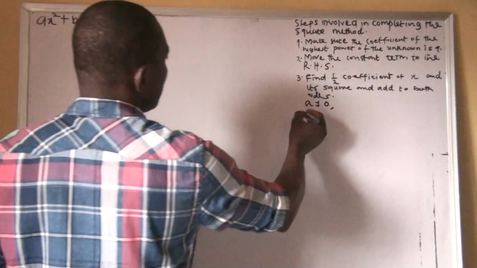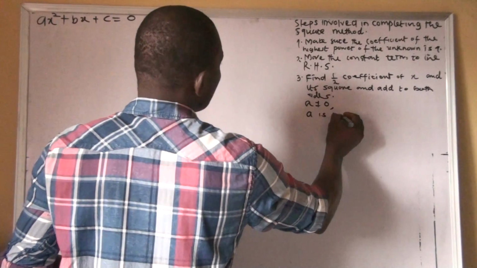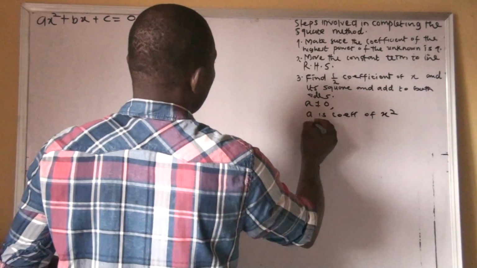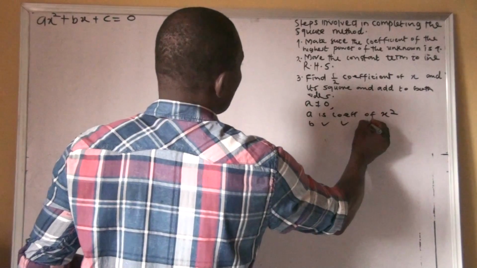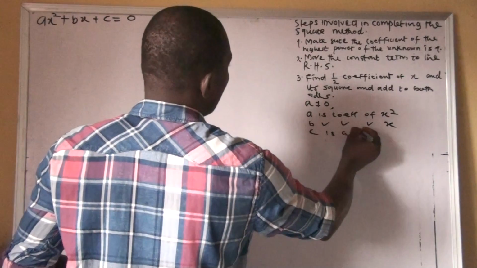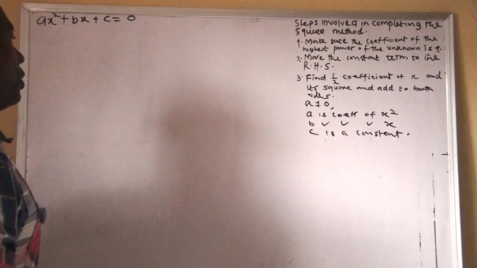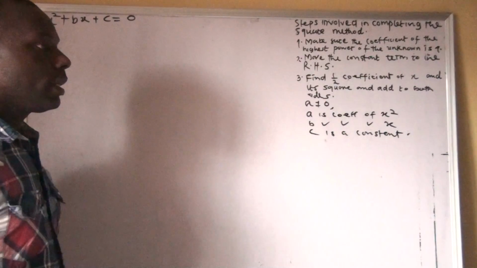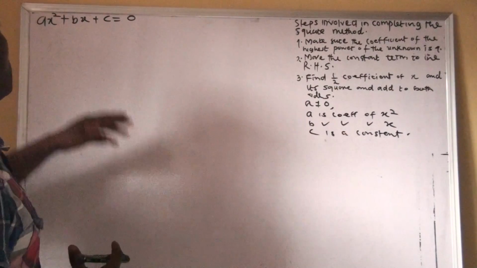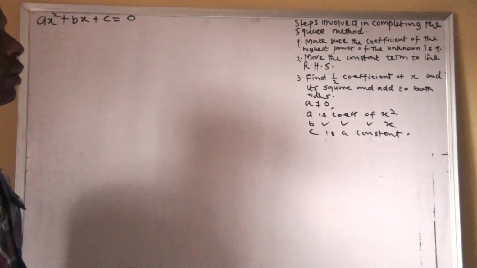a is the coefficient of x squared, b is the coefficient of x, and c is a constant. Though a, b, c are all constants, a and b have their own functions. So b is the coefficient of x, and a is the coefficient of x squared.